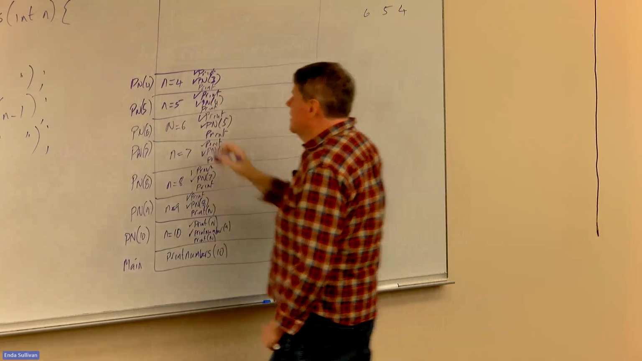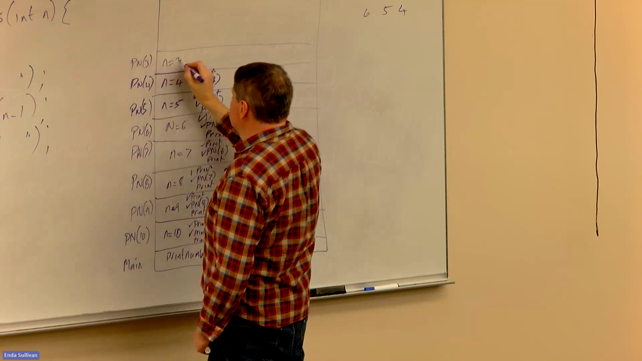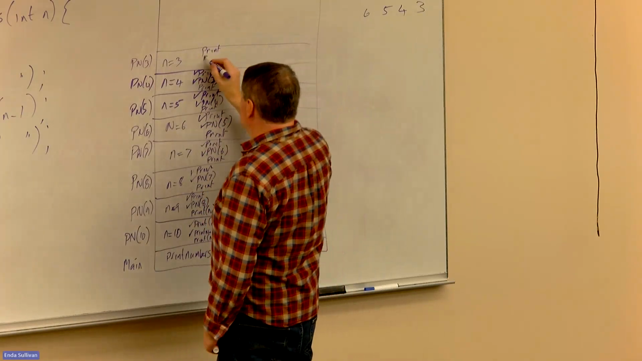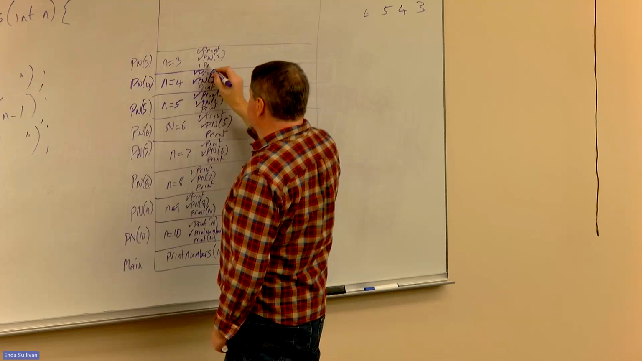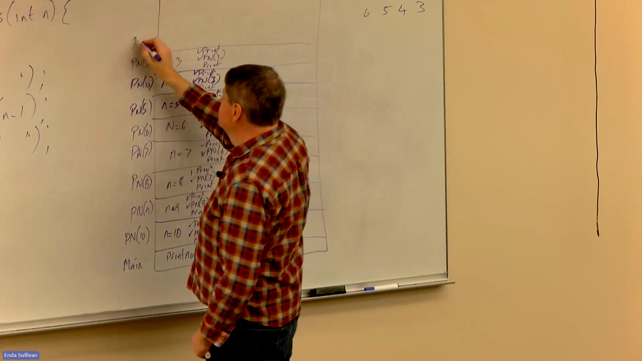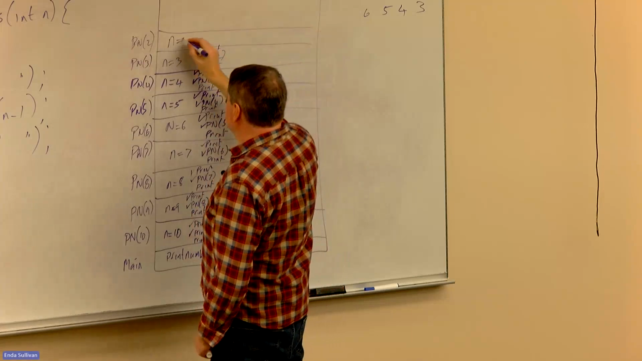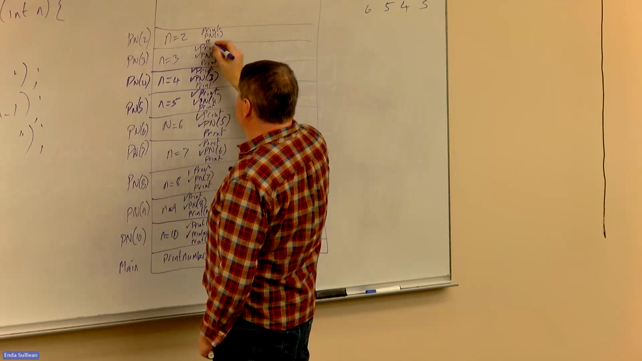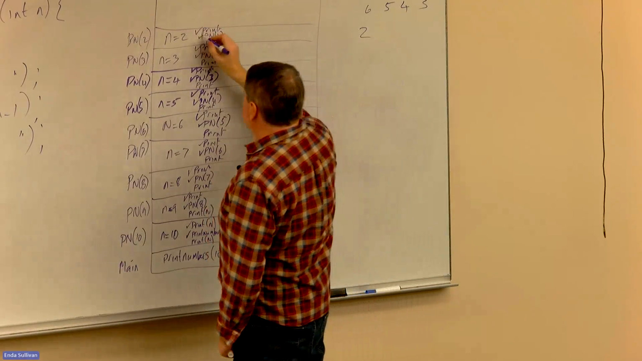All right, so print numbers of 3, looking good. N is equal to 3. We're going to do a print. That gives me a 3. We're going to call print numbers of 2. And then we're going to do a print. Okay, so print numbers of 2. N is equal to 2. We're going to do a print. We're going to call print numbers with 1, and we're going to do a print. Okay, so print the 2, call print numbers of 1.